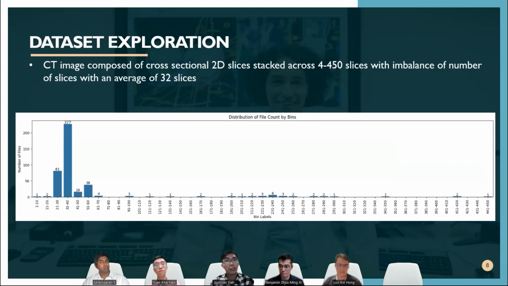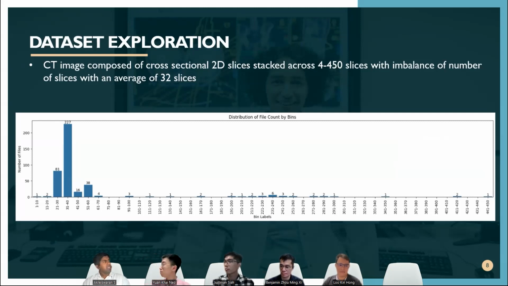Well, the exploration phase was pretty interesting because we learned a lot of new information about our dataset. One of the first things that we did was to check the number of slices that is presented in each of the data set. As you can see, in our entire dataset, each CT scan had an average of 32 axial slices. So we had some CT scans which actually had 450 slices, while others had as low as 4.